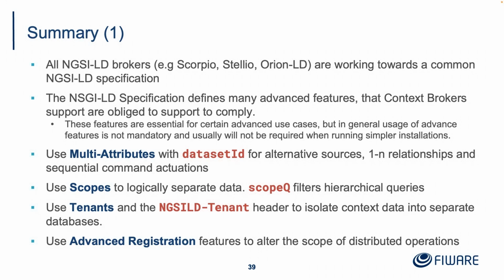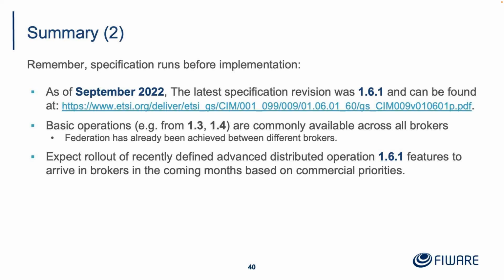Don't bother putting in a datasetId if you don't need it. Don't bother using scopes if you don't need them. But when you do need them, you'll find they're very useful. You use multi-attributes with one-to-N relationships and other sources. The main use here is really going to be relationships. Alternative sources are another possibility. And you can also do the logical separation, or separation by tenant, based on who you are. There are multiple new parts to registrations in the specification, and the latest specification can be seen here.